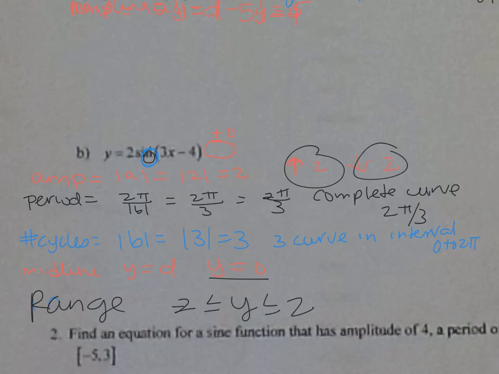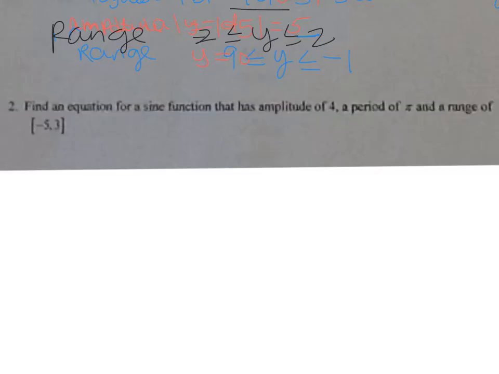And let's take a look at the last problem. Okay, so the last thing is to come up with the equation for the sine curve that has an amplitude of 4, a period of pi, and a range of negative 5 to 3. Okay, so we're going to start off with y equals, and we know it's a sine curve. All right, so the amplitude is 4, which means it's going up 4 and down 4, so I'll just put 4 in front.